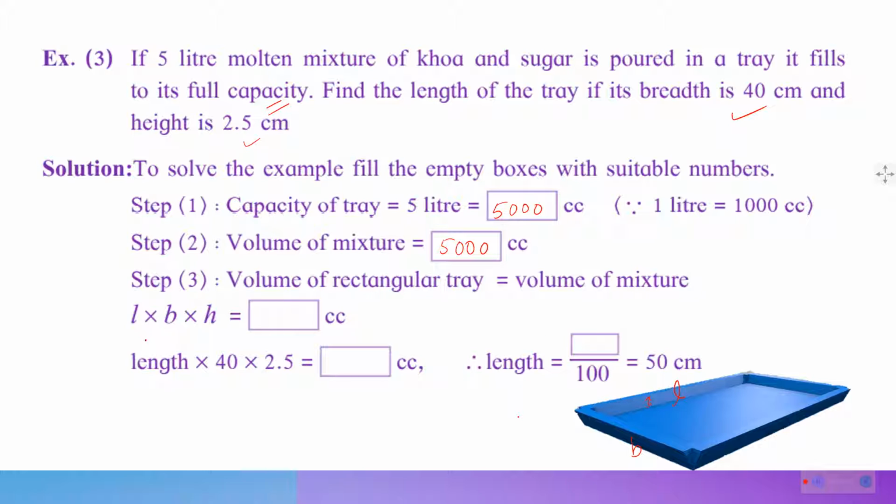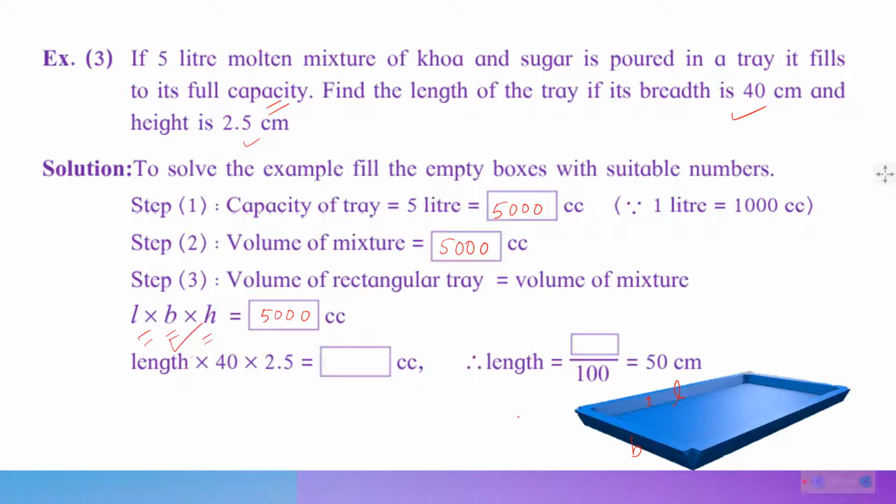So of the formula, length into breadth into height, two things are given. You are asked to find out the length. Find the length of the tray. The breadth is given as 40 centimeter and height is given as 2.5, and total it is 5000 cc.